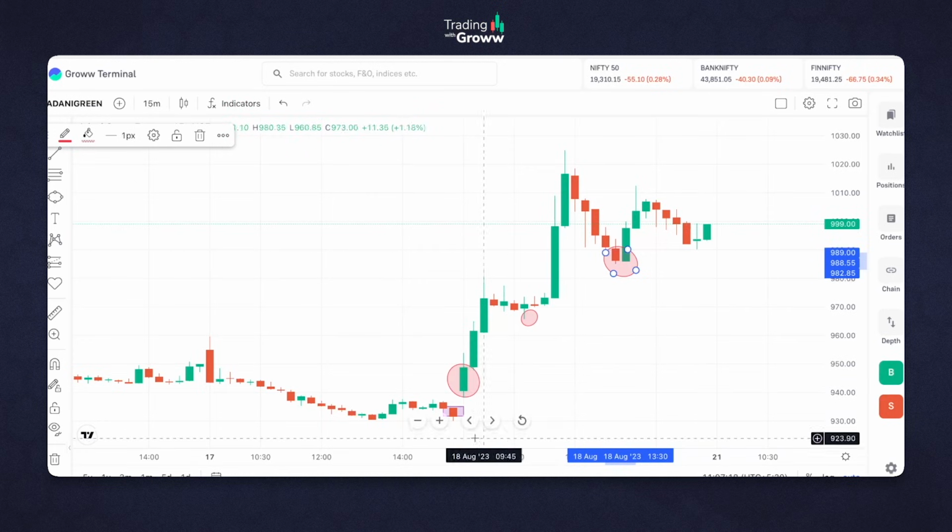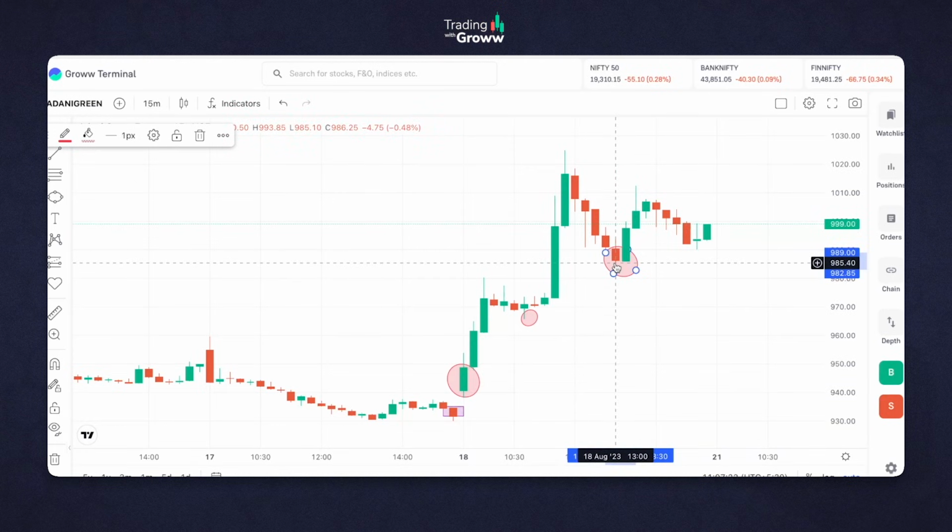So in this case, from 930 initial stop loss, our new stop loss is almost around 985. So the moment it goes below this level, we will exit. So we are locking our profits. So this is how you need to trail your profits.